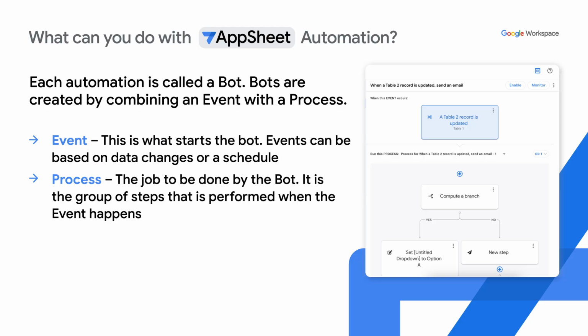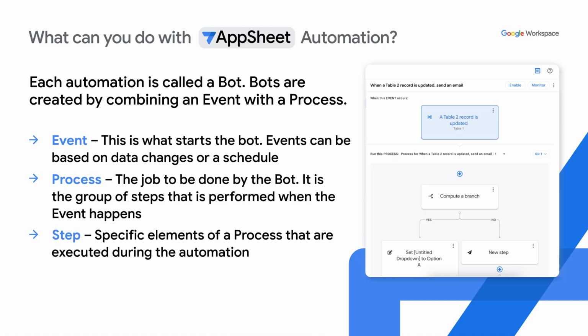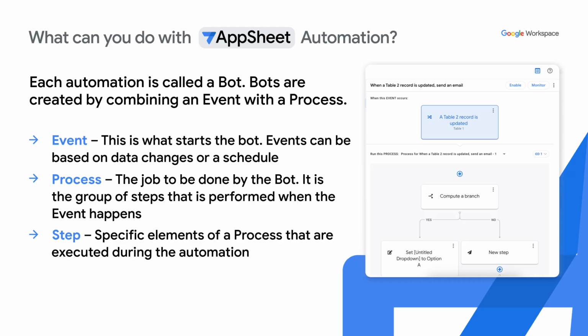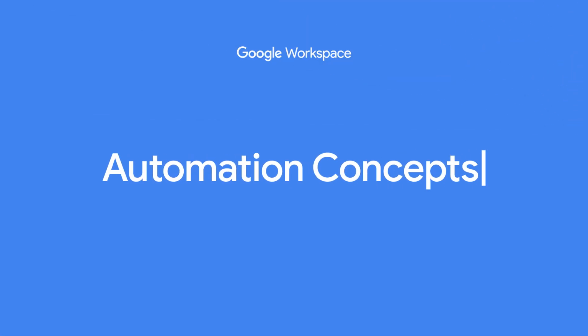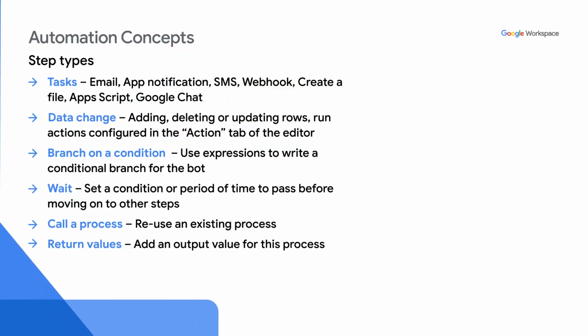Processes are jobs to be done by the bot. It's a group of steps that is performed when the event happens. And steps are specific elements within a process that are executed during the automation. Since Appsheet supports a range of use cases, there are many different types of steps in automation. Let's walk through each of them.